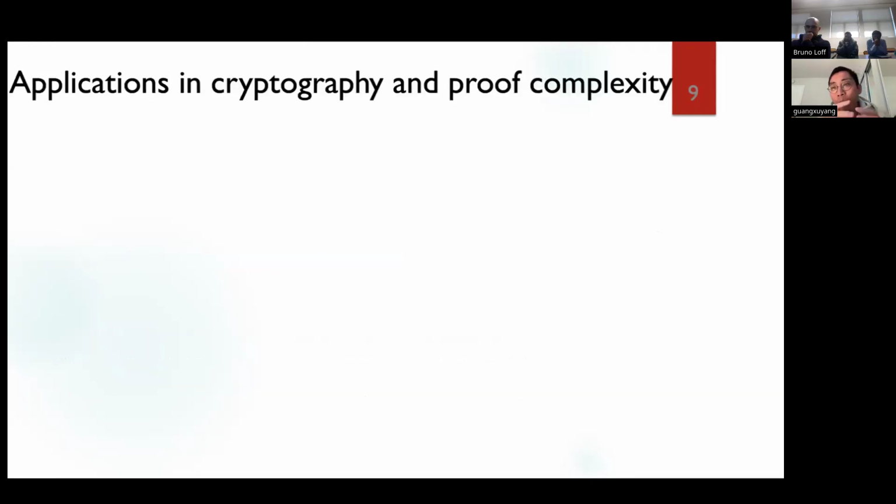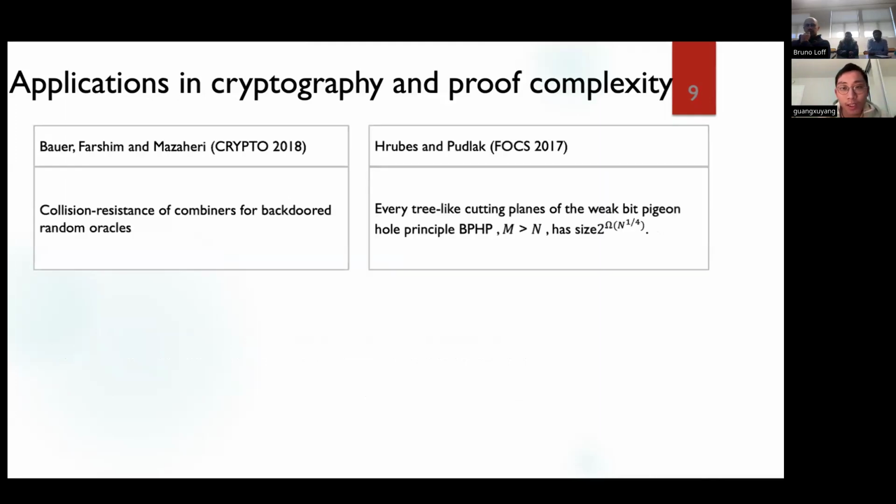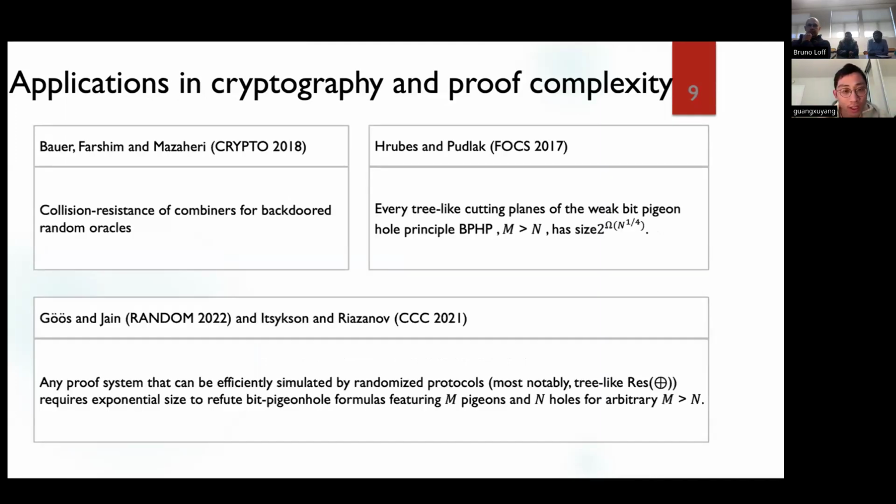Based on prior connections and motivations, we have some applications. Our result has applications in cryptography and proof complexity.